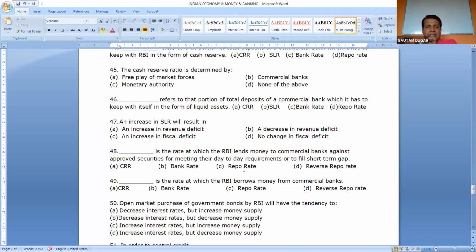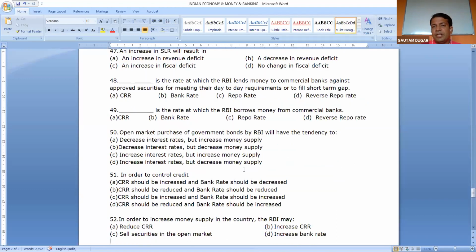48. Dash is the rate at which RBI lends money to commercial banks against approved securities for meeting their day-to-day requirements, to fill up the short-term gap. That is repo rate, right? 48 is repo rate. 49. Dash is the rate at which RBI borrows money from the commercial banks. Reverse repo rate, option D. 49. The answer is reverse repo rate.